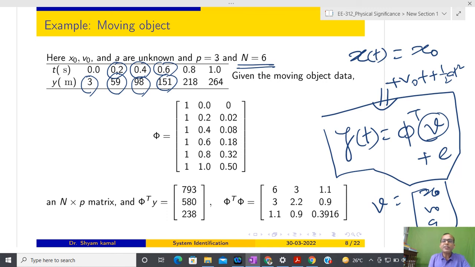After performing this experiment, now what I have to do is formulate phi. And if you see, phi is nothing but 1, t, t square by 2.